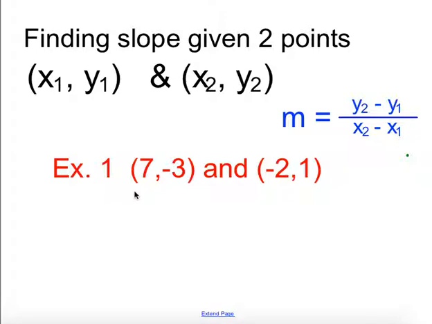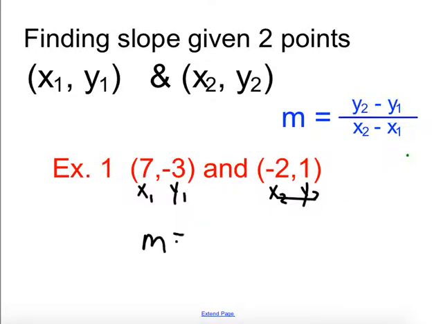If we have 7, -3, and -2, 1, well, I can name these as follows. And it actually doesn't matter which one I choose to be my x1, y1, just that it follows the pattern. If this is x1, this has to be y1. I couldn't name it y2. And if this is x2, then this has to be y2. This is my second point, my first point. And I plug them into my slope formula.